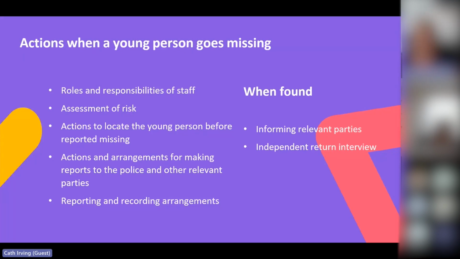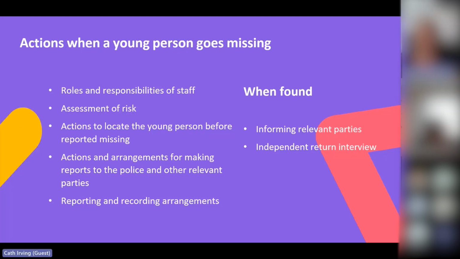So taking into consideration the vulnerabilities of that young person. What do you know about them currently? What are those risks? Where could they potentially be? What risks would they face if they're there? And then obviously considering things such as their mental health and current well-being.